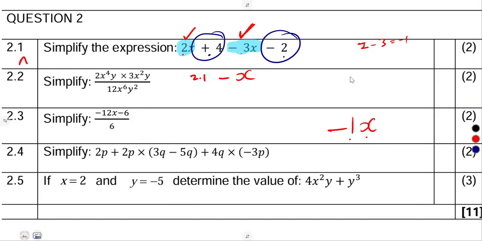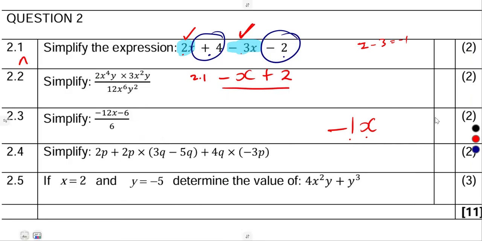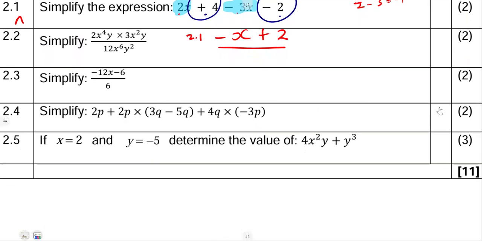Then we have the numbers 4 and minus 2. So 4 minus 2 is what? That's 2, a positive 2. You can even use your calculator if you do not understand your directed numbers. All right, so that is minus x plus 2 as our final answer. All right, then 2.2.